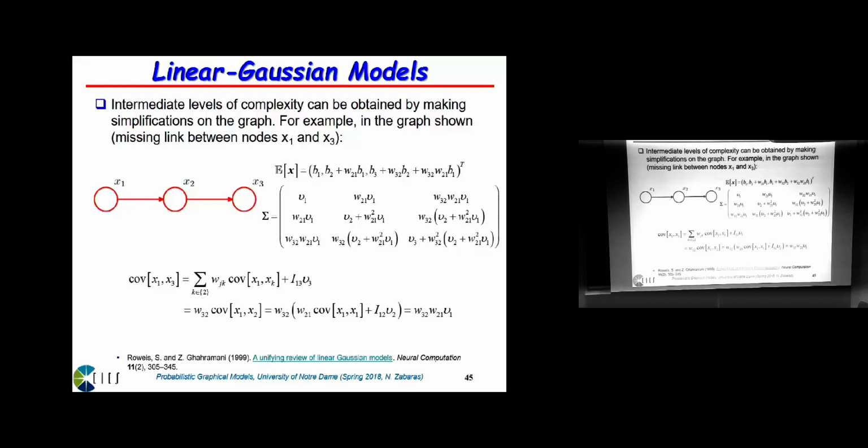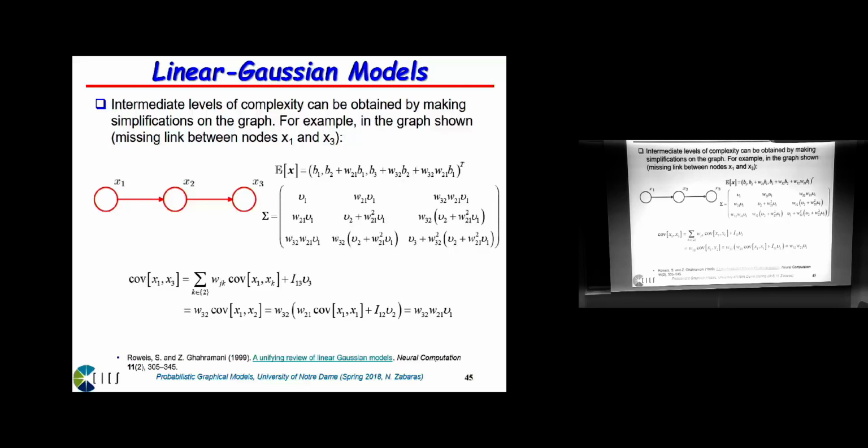So it's a complicated, painful calculation, but on the other hand, it's a closed form solution. Just by playing together with these conditional probability distributions, you can compute the mean of the joint distribution and the covariance, and you have everything.